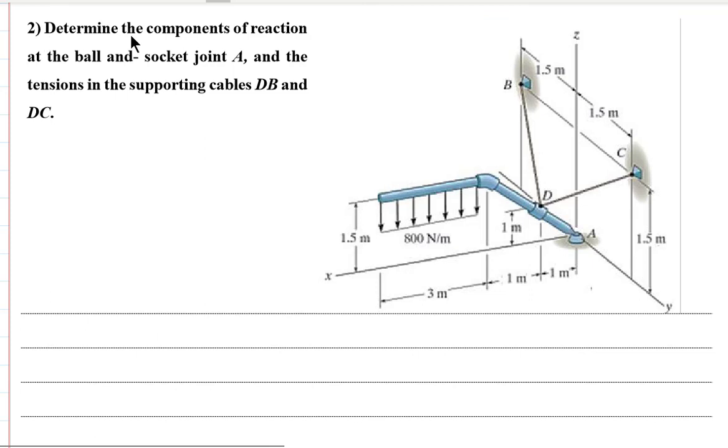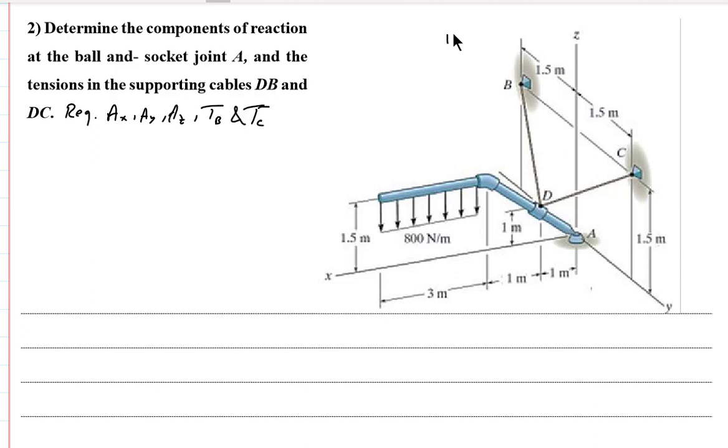Okay, question 2: determine the components of reaction at the ball and socket joint at A, and the tensions in the supporting cables DB and DC. First of all, I want to illustrate what is required. We need to get Ax, Ay, and Az. Also, we have to get the tension in DB and DC, so I call them TB and TC.